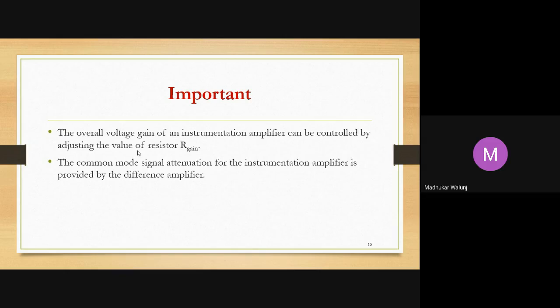As for the common mode signal, if it persists from the first stage of the instrumentation amplifier, it goes to the difference amplifier, and the difference amplifier will reject all the common mode signal. Only the difference signal will be available at the output of the instrumentation amplifier.